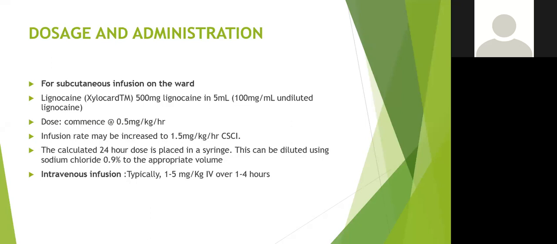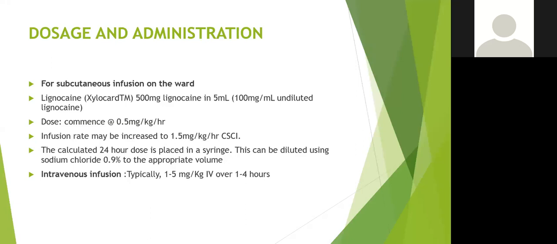You calculate the dose for 24 hours, and you load the syringe with the 24-hour dose, you dilute it, and you start at 1 ml per hour to cover the same total dose over 24 hours. And it can be given as a subcutaneous infusion. The idea is to change the syringe every 24 hours, make a new volume the next 24 hours, and also to change the site of infusion, because you can have irritation at the subcutaneous site. So ideally, change the site of infusions.